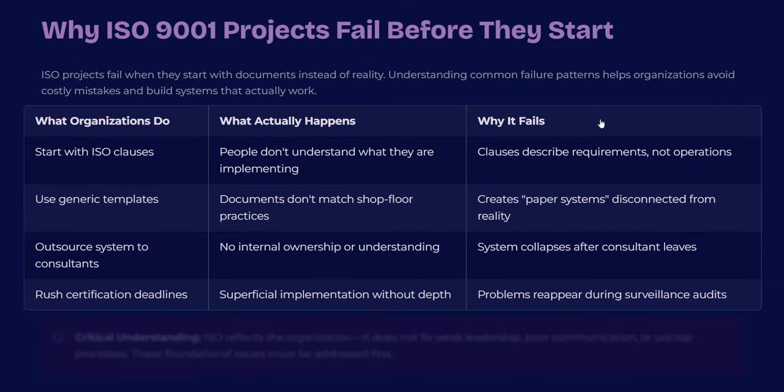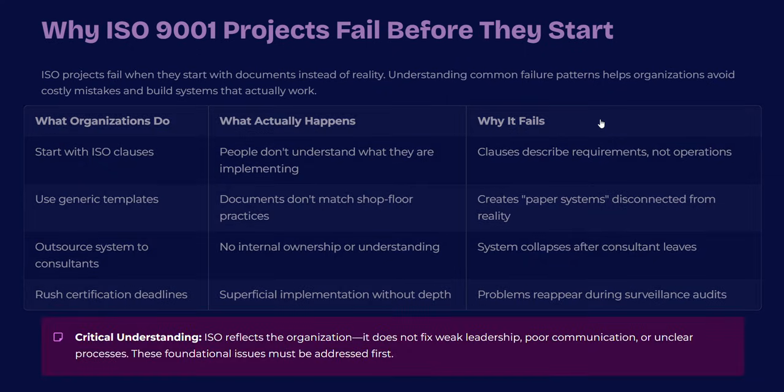Organizations also outsource the system to a consultant. And what happens there? No internal ownership or understanding. And it fails because systems collapse after the consultant leaves. And also some organizations rush for certification deadlines, some customer requirements, and all that. And what happens there? Superficial implementation. There is no depth at all. And what happens there? Problems reappear during the surveillance audit next year.